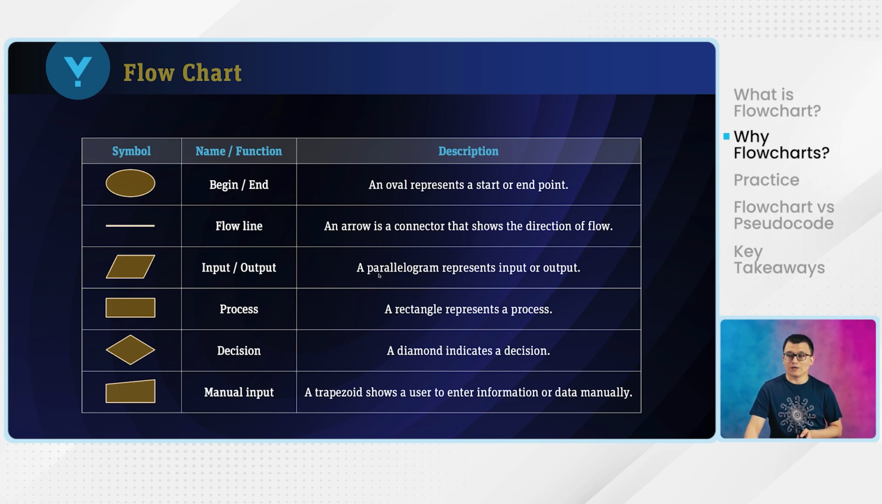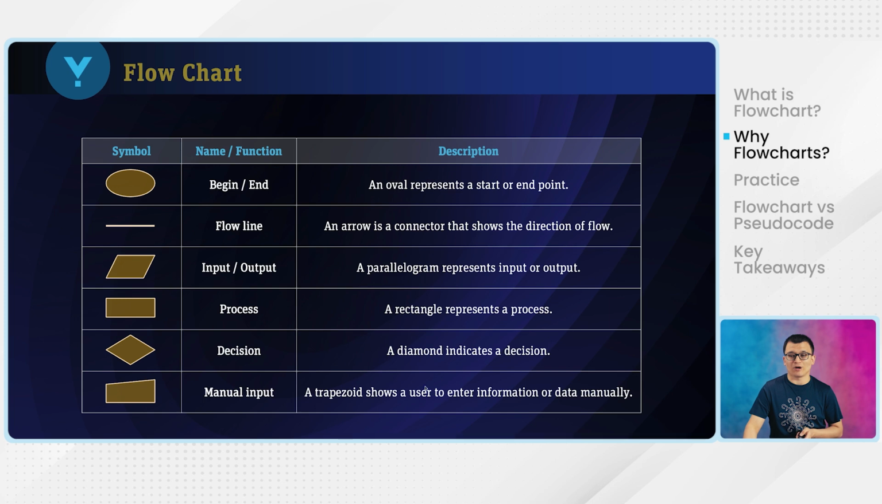Okay, and then we have parallelogram, represents the input and outputs. If there is any input data that needs to be read, or if there's any output data that needs to be displayed, we use this parallelogram shape in the flowcharts. Okay, and then we have this rectangle next, which represents the process. If there's any steps that is processing, we use this rectangle to describe that step.